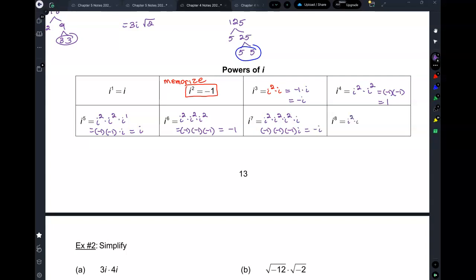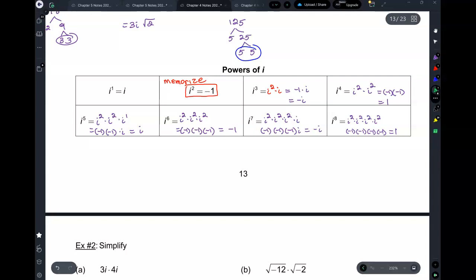Here, i squared, i squared, i squared, i squared, right? 2, 4, 6, 8. Each of these is -1. How much does that end with? 1. Okay?